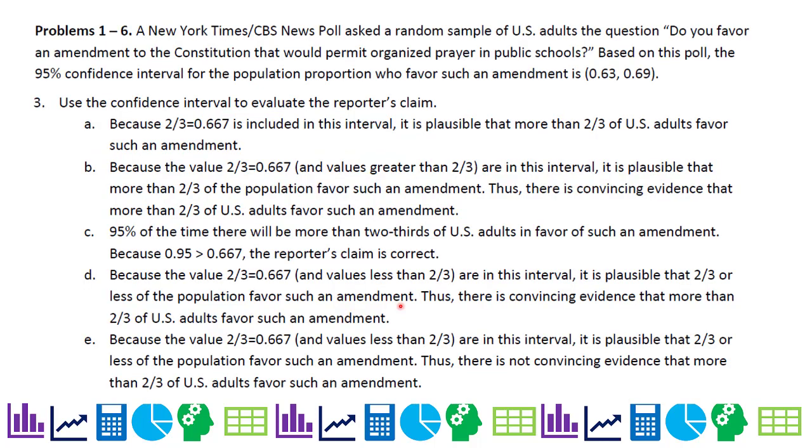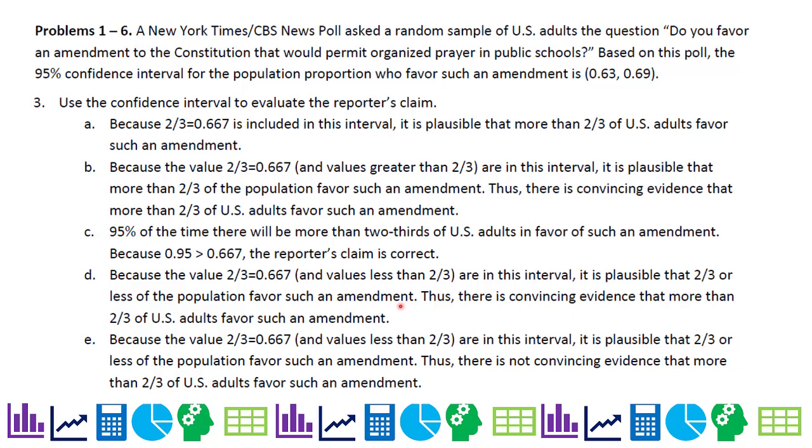So we're going to go back, and we're looking at 2/3. Is 2/3 in our interval? 2/3 is 0.667. So because 2/3 equals 0.667, it is included in this interval. It is plausible that more than 2/3 of U.S. adults favor such an amendment.